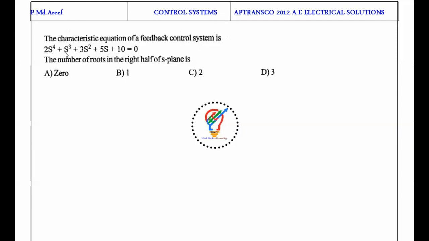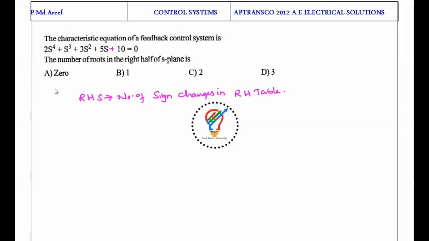2s power 4 plus s cube plus 3s square plus 5s plus 10 is equal to 0. The number of roots in the right half of s plane. So the number of roots in the right half of s plane is nothing but the number of sign changes in the RH tabulation, the RH table. So we will form the RH tabulation here.